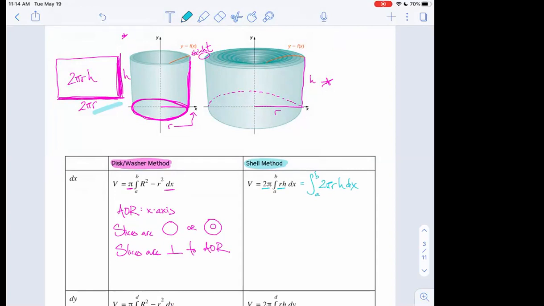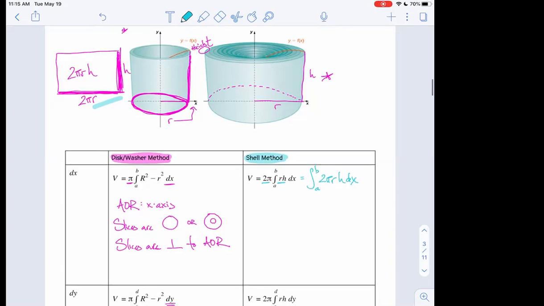So the 2 pi r h comes from the area of each shell. But in the disk and washer method, the pi r squared comes from the area of the circle. Okay, so we're just slicing it in a different way. We have circles, and we know that area formula is pi r squared, so we better have a pi r squared in there. But with our shell method, we're doing 2 pi r h because that's the area of the slice we're looking at. We're looking at a rectangle, and I want to add up all the rectangles.